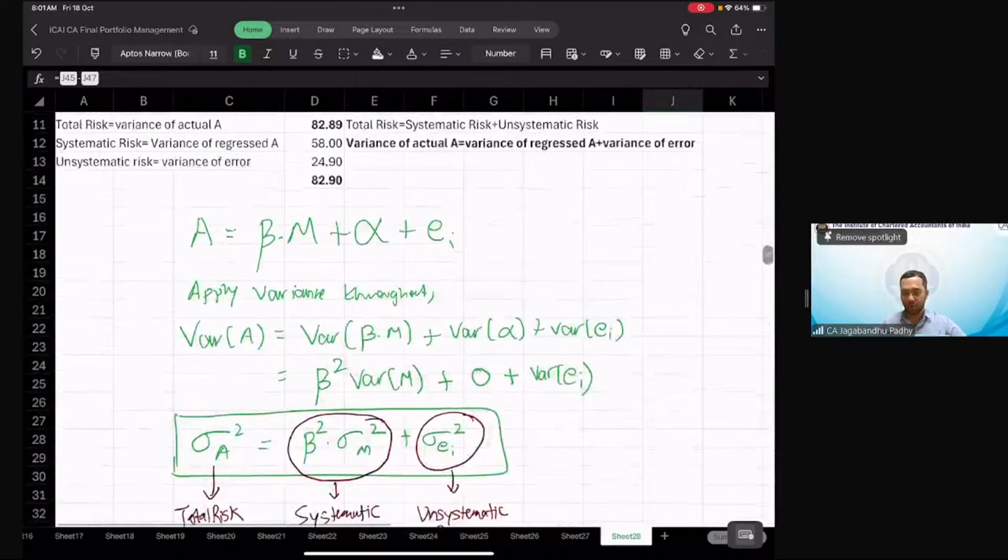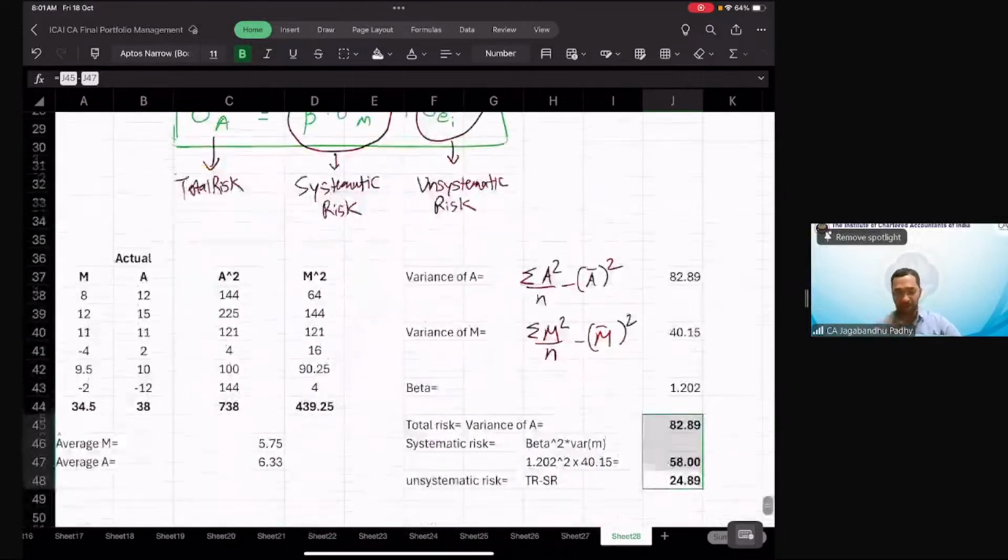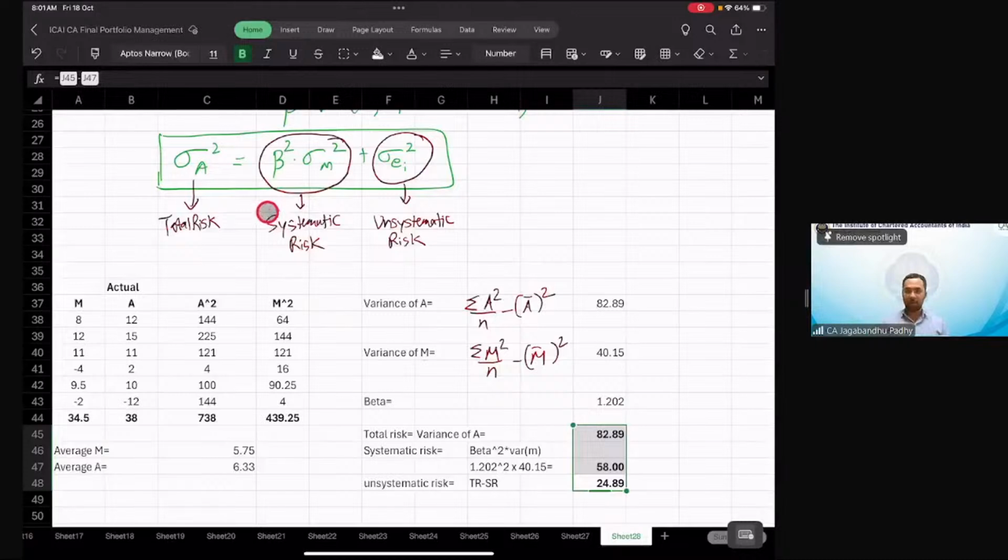So a totally different and a radical way to evaluate the risk of a particular security is to look at its total risk, identify what portion of the total risk is systematic, and of course the balancing thing will be the unsystematic risk, right? So what do we need to remember? We need to remember this particular formula. Variance of A is equal to beta square into variance of market plus variance of the error term. Okay, so that's the distinction between the systematic and the unsystematic risk that we were able to make when we were looking for this Sharpe's single index model.